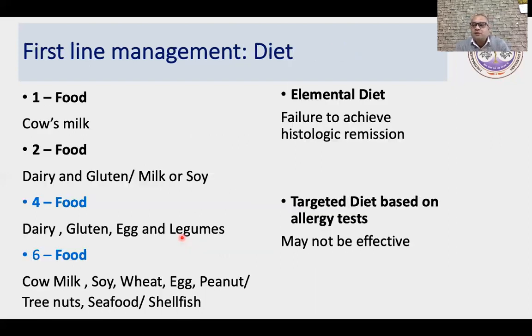Now, once you have excluded these things and you're pretty certain that the underlying diagnosis is of an eosinophilic gastrointestinal disorder, what is the line of management? The first line of therapy is dietary therapy. And what has been seen is that there may not be much role for targeted diet, which is chosen on the basis of allergy tests. Rather, a 4 food or a 6 food elimination diet could be a good initial therapy. And elemental diet virtually succeeds in most of the patients, although it is difficult to administer.